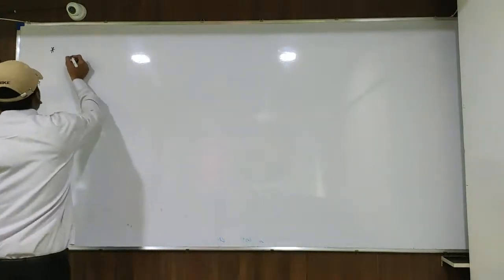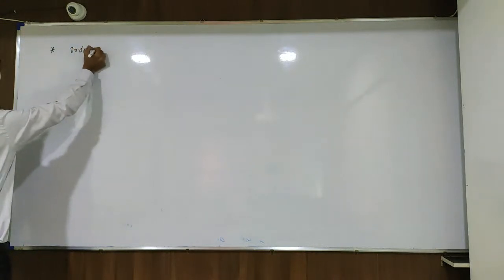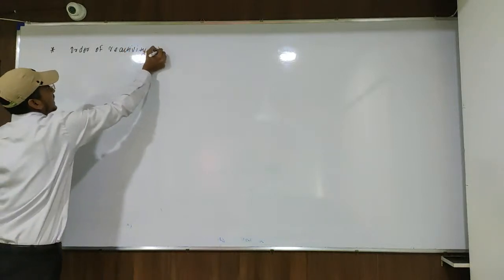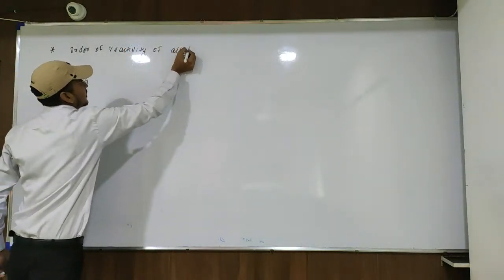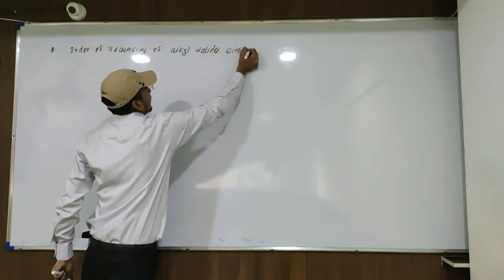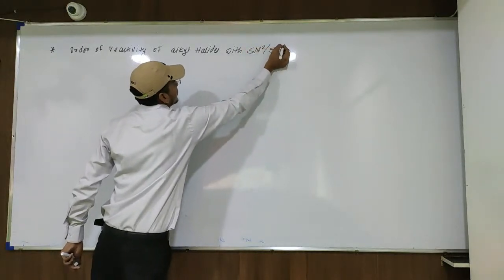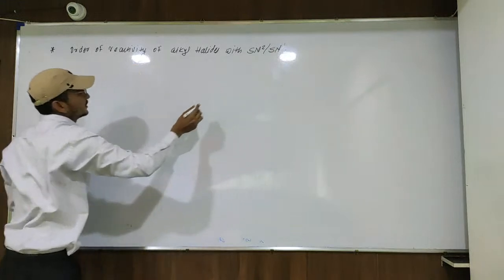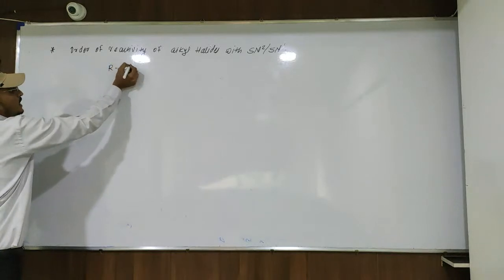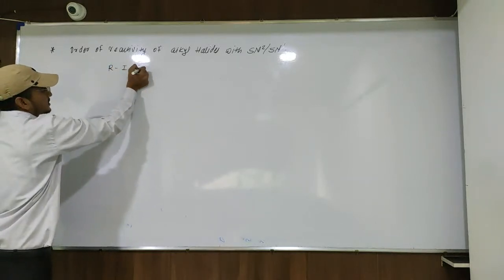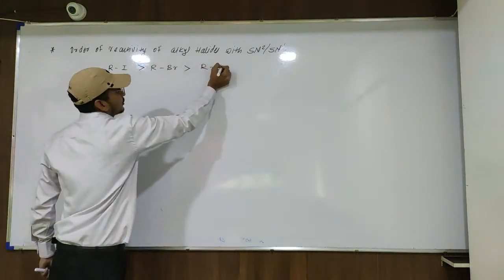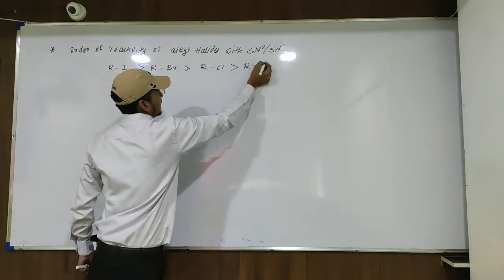Okay. So the order of reactivity of alkyl halides with SN2 or SN1 reaction. So you know that there are different types of alkyl halides. Alkyl iodides react faster than alkyl bromides, which react faster than alkyl chlorides.